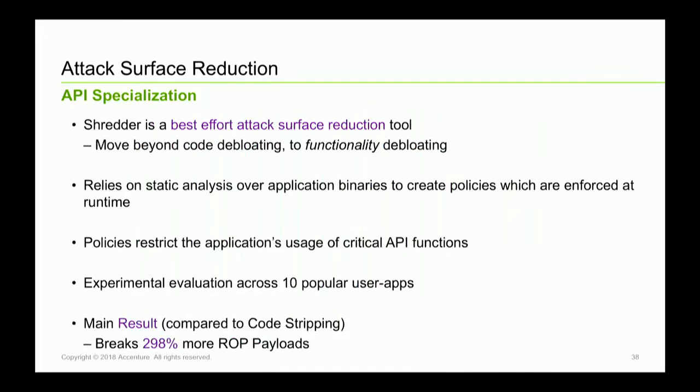So we call this API specialization Shredder. It's a best-effort software reduction, attack surface reduction tool. It goes beyond simple code debloating to API specialization. We really believe that it's fine to have multiple instances of kernel32 DLL. Memory is cheap. We can store many versions of that DLL and load them into the address space of the process. It relies on static analysis, and then the policies are enforced at runtime. So whatever we can infer statically, we do and we enforce it. And of course, the major improvement is on ROP chains as opposed to shellcodes.